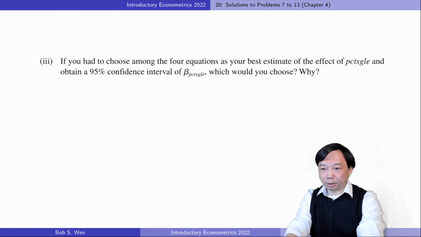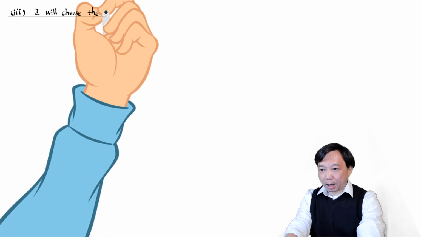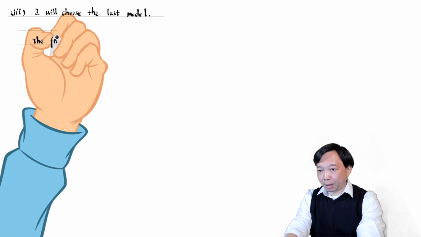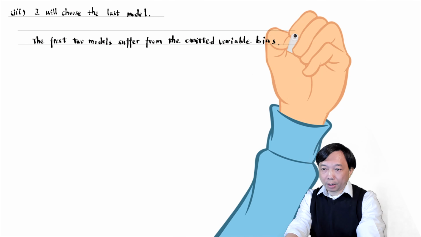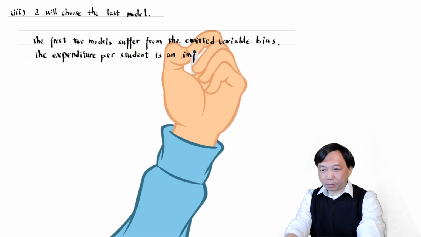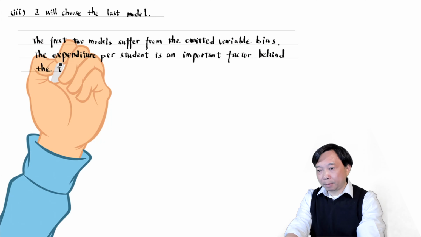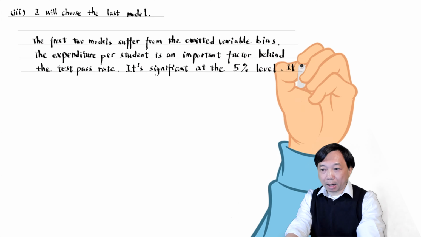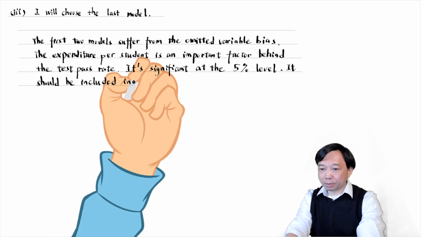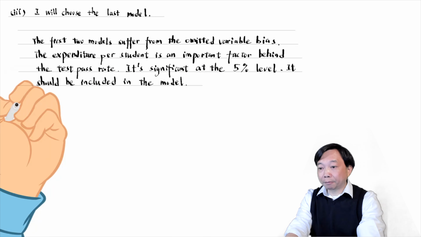For the last question, I will choose the last model. I will not choose the first two models because they suffer from the omitted variable bias. The expenditure per student is an important factor behind the pass rate, and it is statistically significant at the 5% level. It should be included in the model.